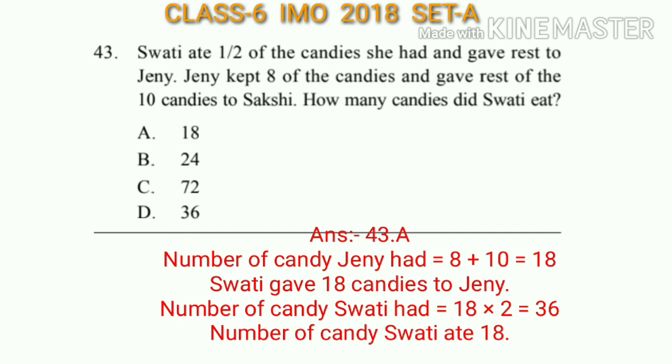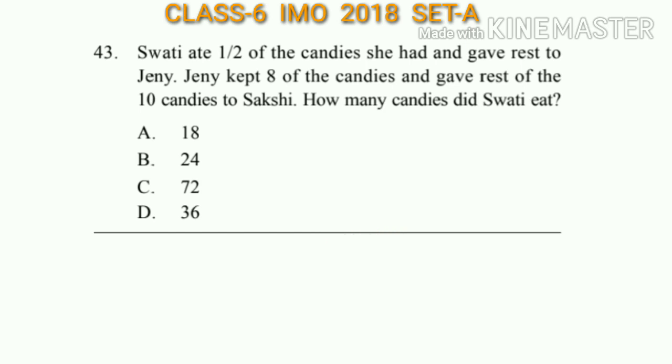Now the number of candies Swati had, 18 multiplied by 2, will get 36. So the number of candies Swati ate, half of 36, means 18. So the answer will be option A.